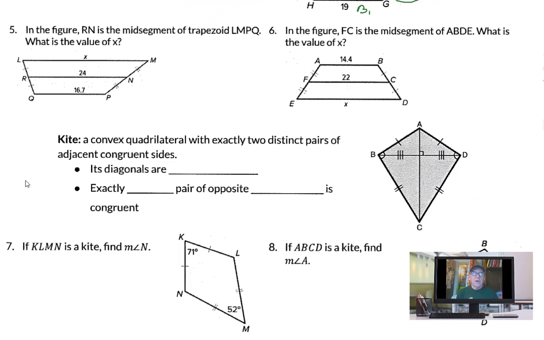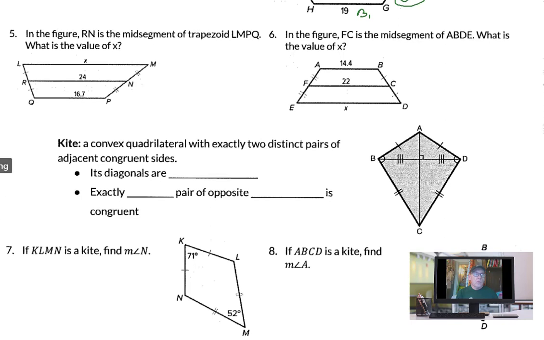Okay, let's look at number 5. In the figure, RN is the mid-segment. So here's the mid-segment, and this one we have to find the length of the base. Say base 2 is missing, that's going to be x, and there we have base 1, and this is the mid-segment length. Our formula for this problem is that the length of the mid-segment, RN, is equal to 1/2 the sum of the bases.